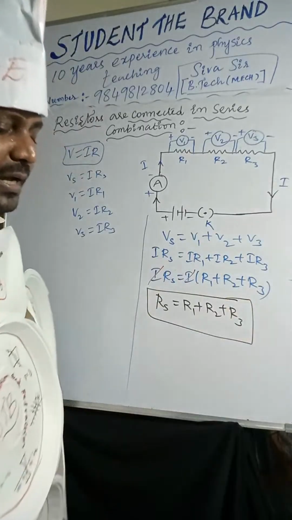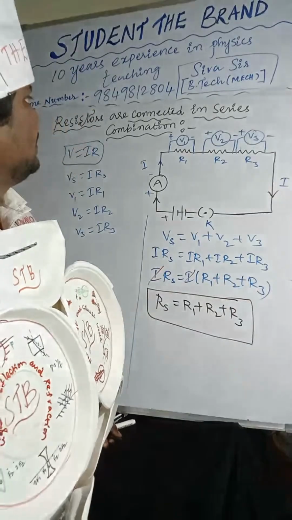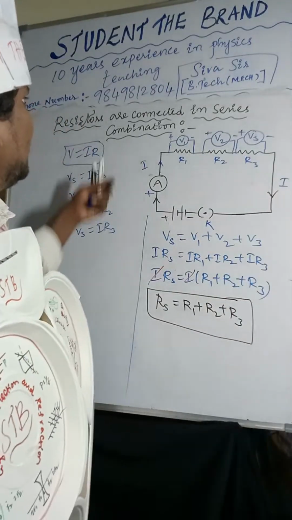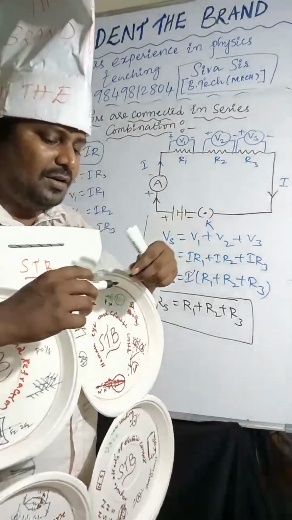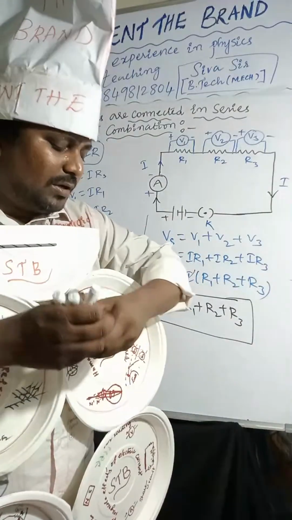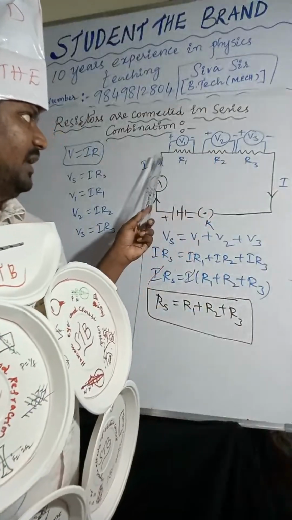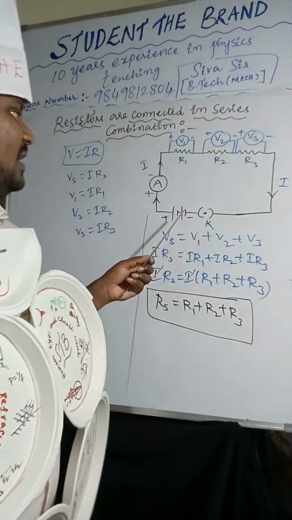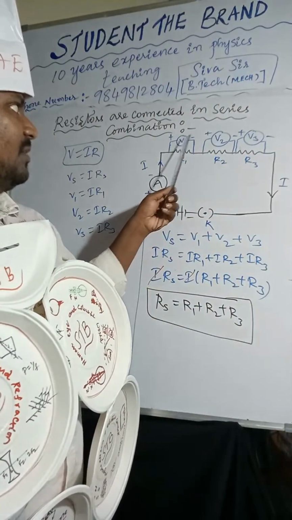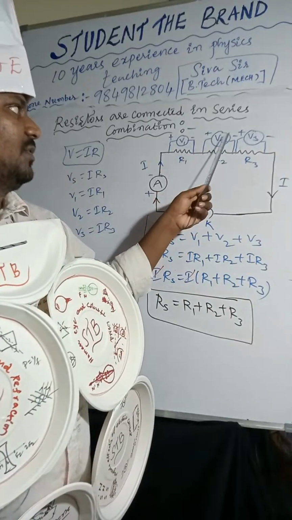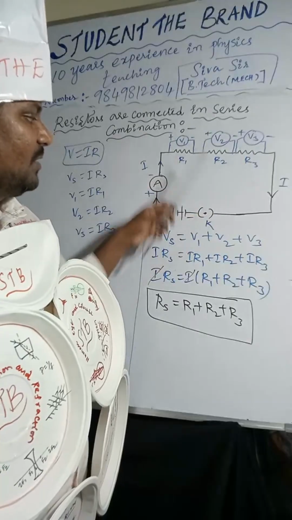So this is about resistors connected in series combination. Once again, from Ohm's law, consider R1, R2, R3, three resistors connected in series combination. Current is passing from the battery, with the key, an ammeter, and voltmeters across R1 (V1), across R2 (V2), across R3 (V3). Throughout the circuit the current is the same.